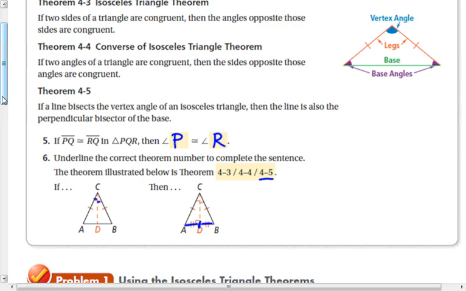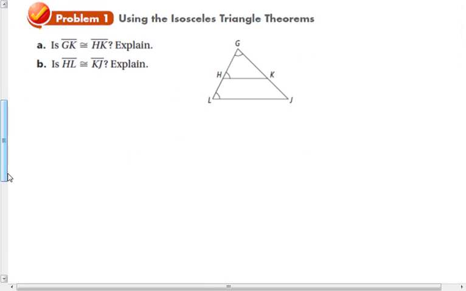All right, so let's use this isosceles triangle theorem. Is GK congruent to HK? So GK is that one, HK is that one. And we're going to say yes, they are, because we can see that angle H is congruent to angle G.